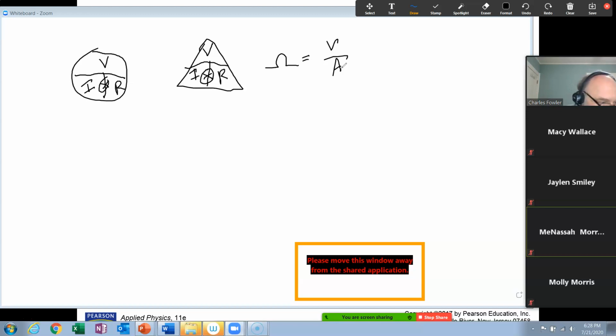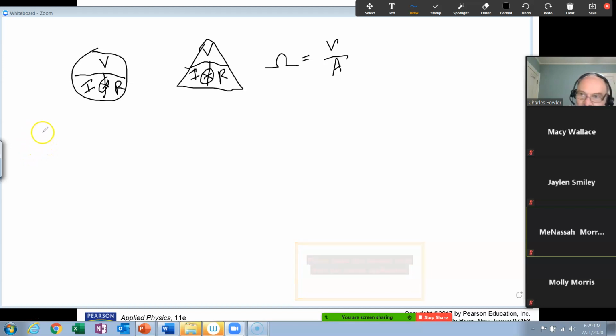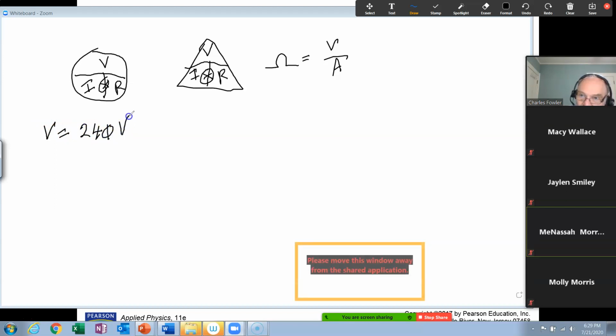We have 2 minutes left. I don't know if there's time to do example one. I think maybe there is. So let's try it. A heating element has an electric range, that's your stovetop, is on a 240 volt circuit. So that's your voltage is 240 volts. The symbol and the units are the same. Okay. Has a resistance. Well, there's a resistance is R, and that's equal to 30.0 ohms. Which is a pretty large resistance.